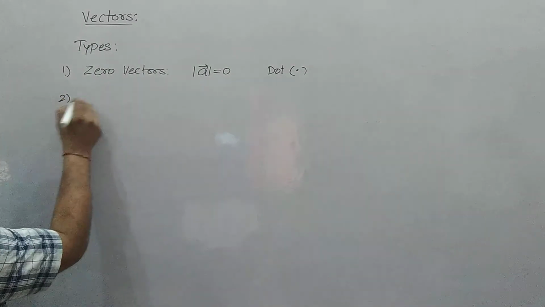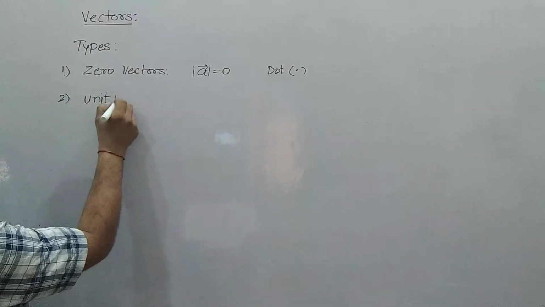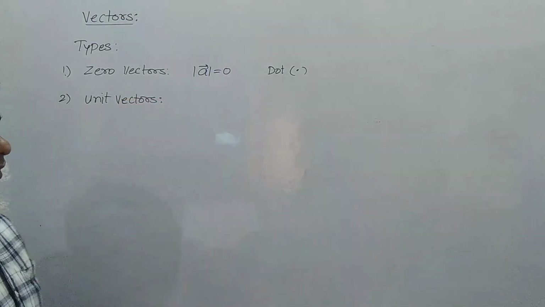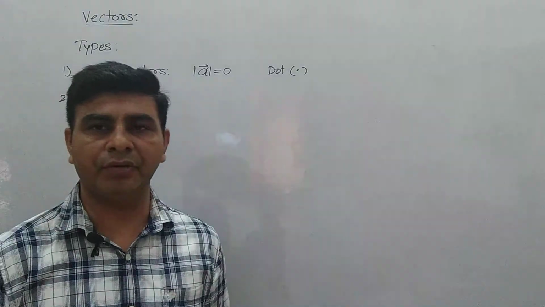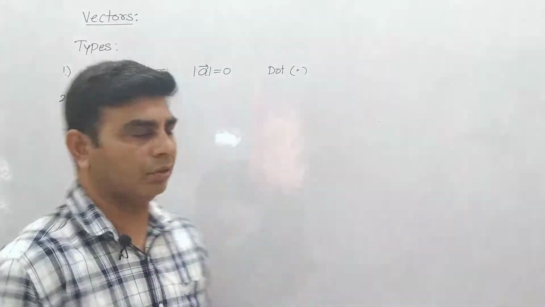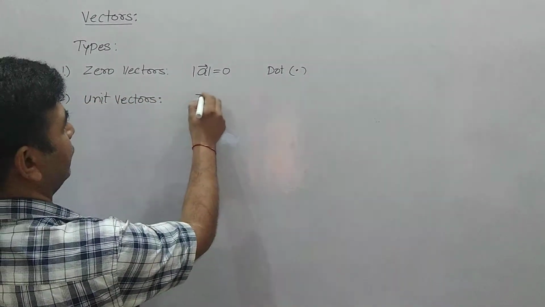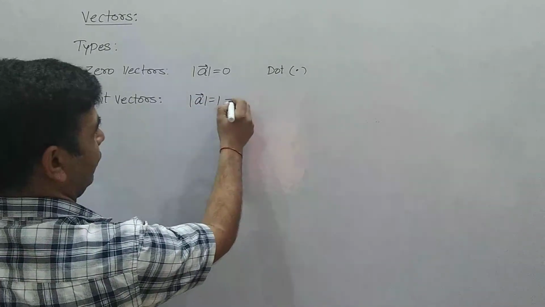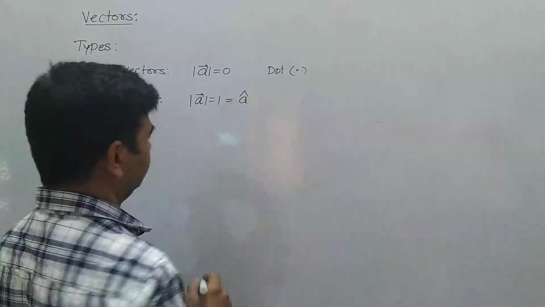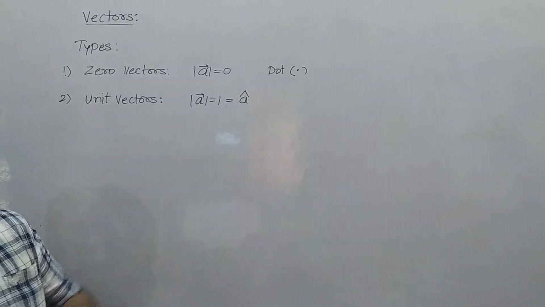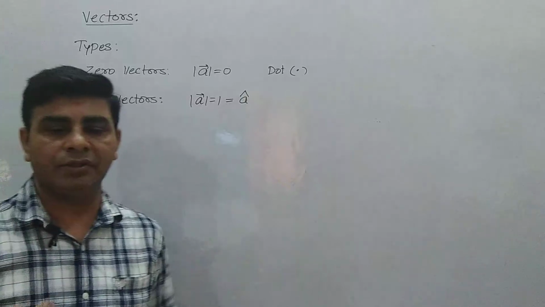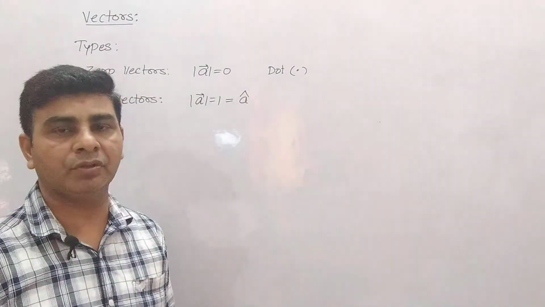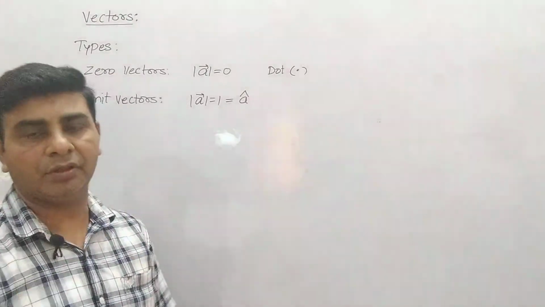Next is your unit vector. Unit means 1. So any vector whose magnitude is equal to 1 is known as your unit vector. Magnitude of the vector comes out as 1. This is your unit vector, and it is always denoted by a cap. Cap means this is a unit vector.